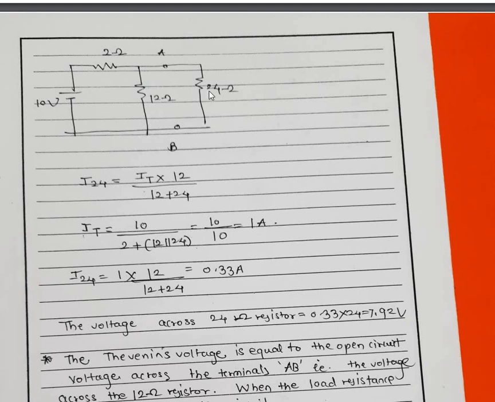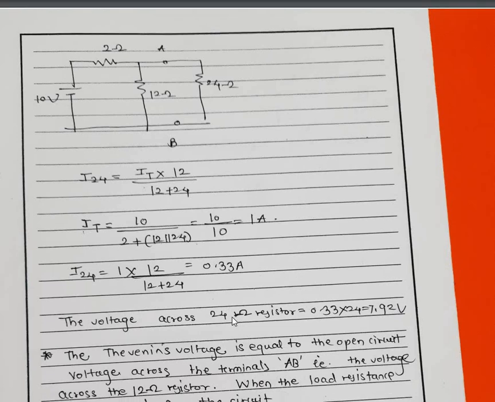First of all, how are we calculating IT? 12 and 24 in parallel, in series with 2, and the applied voltage is 10. So it is 10 divided by the total resistance, which is 12 parallel 24 plus the series 2. So it is 10 by 10, that is 1 ampere. And I24, the current flowing through this 24, will be the total current, 1 ampere, into 12 divided by 12 plus 24, which comes out to be 0.33 ampere. This is our conventional method. The voltage across the 24 ohm resistor will be I into R, that is 0.33 times 24, which is 7.92 volt.